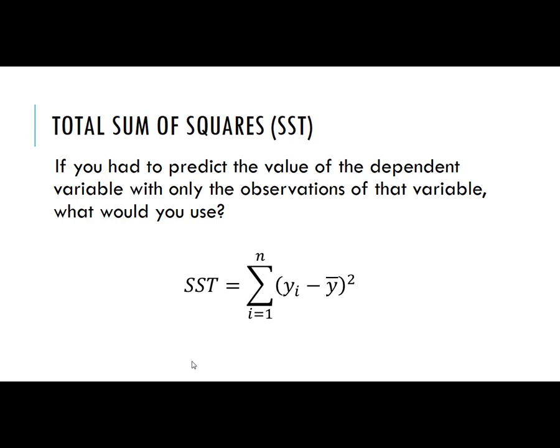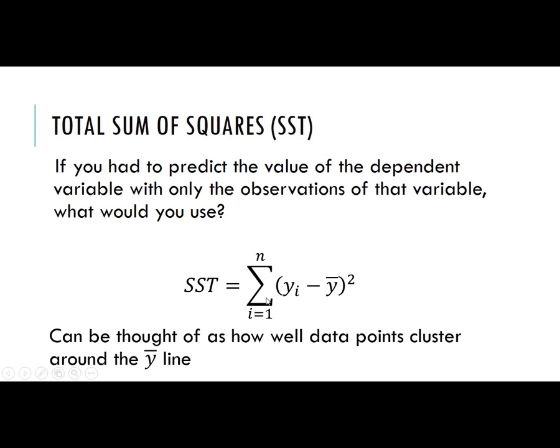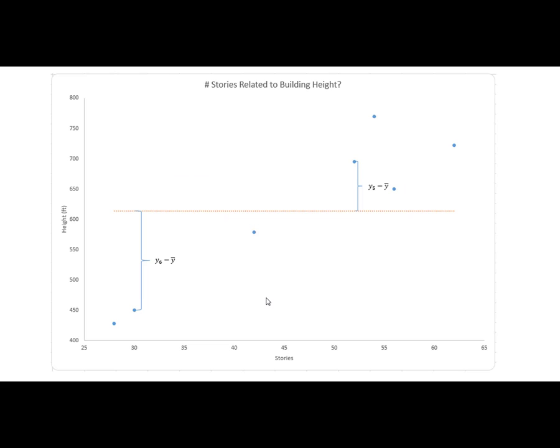So the total sums of squares assumes that you're going to do that, and what you do is you look at how far each observation, y sub i, is away from that mean height, square it, add it all up. So this can be thought of as how well the data points cluster about the y bar line, the mean of all of the heights of the buildings that we have. So I've drawn in a nice orange y bar, and just for two data points, this is building number 5 and building number 6. I just tried to pick one that was above, one that was below.